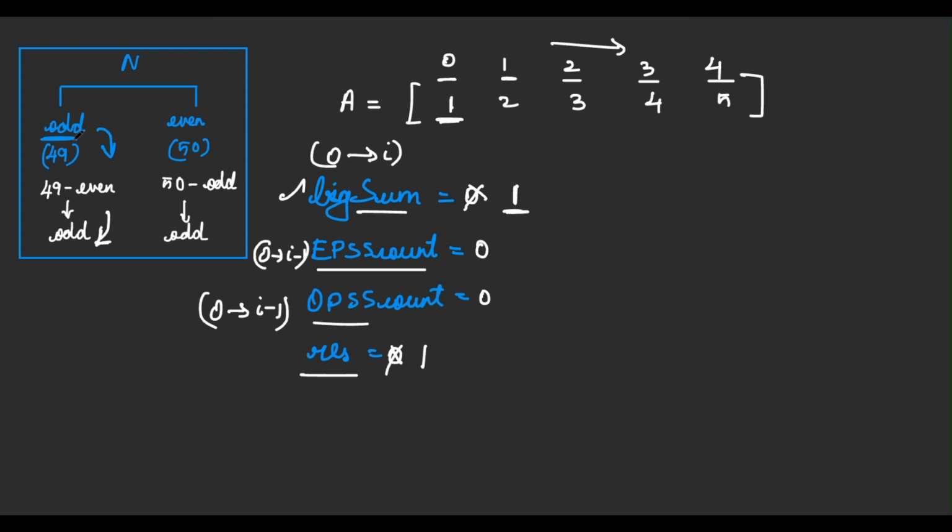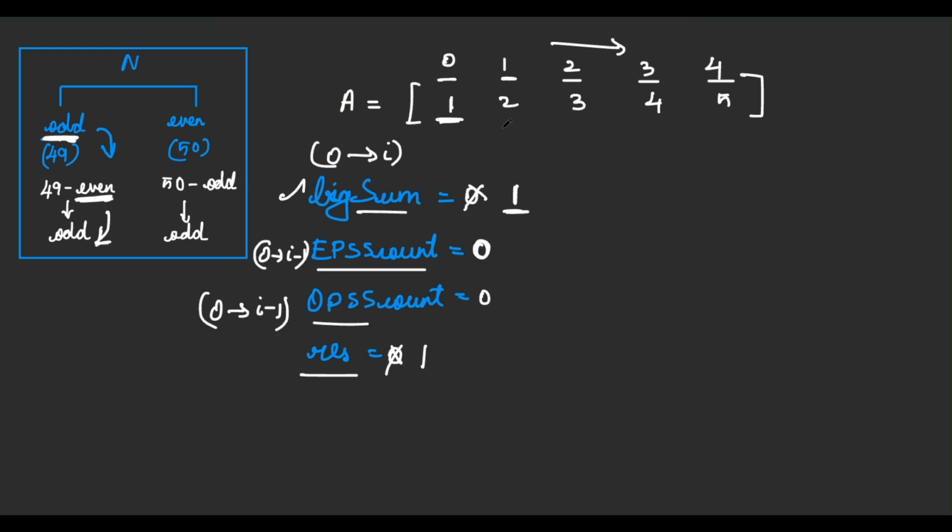So come back to this explanation. If it is an odd number, we need the count of EPSS, right? And right now the count of EPSS is 0. So we don't have to add anything to the result, right? So we can very well move to the next end point.